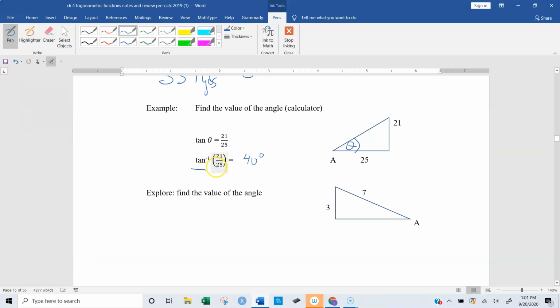So that's it. It's making sure you know what you're finding. So when you use inverse tan, you are finding angles. You are not finding distances. All right, pause and do yours.